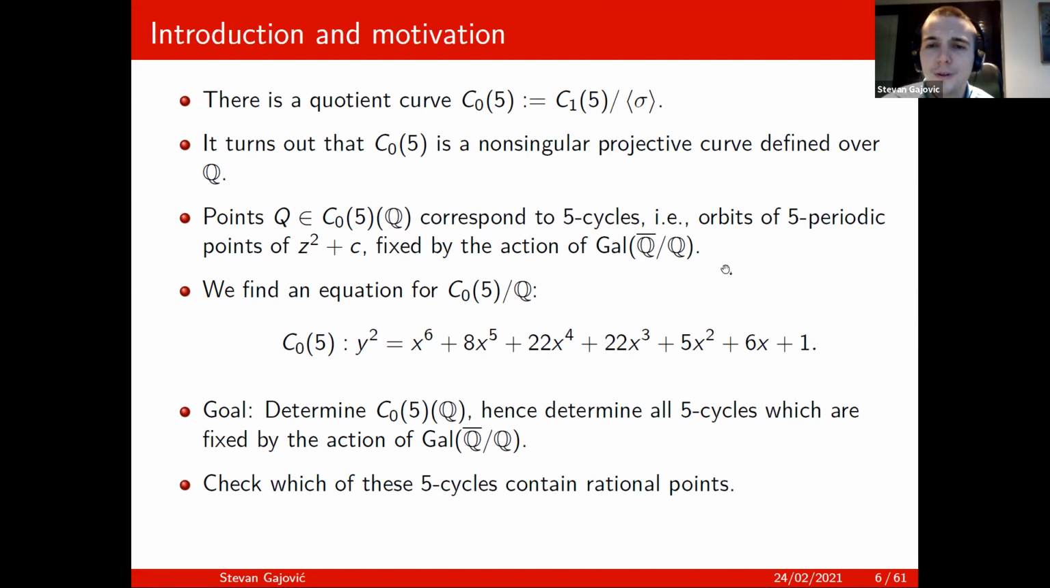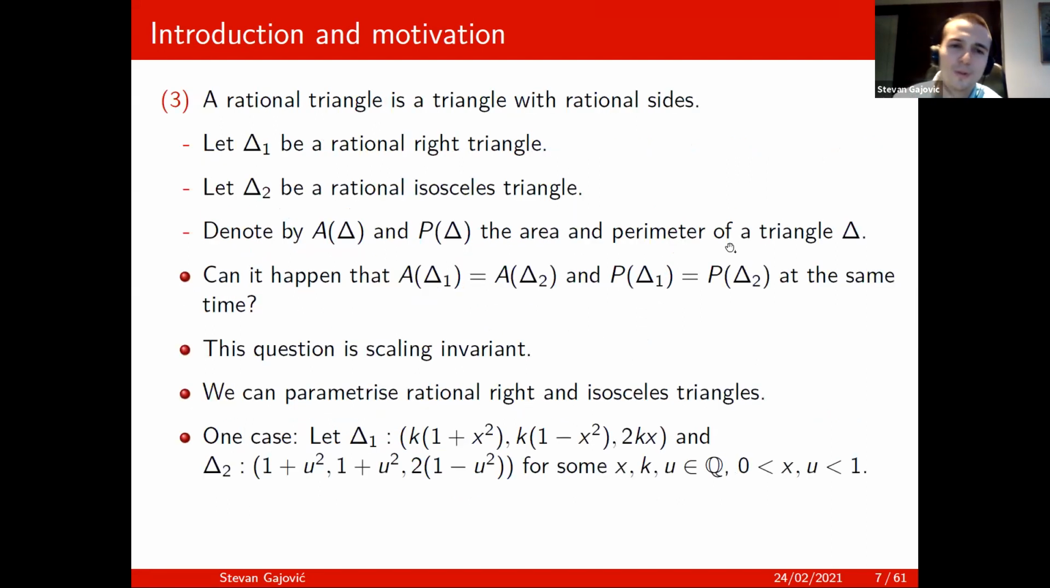And there is one maybe not so important example, but somehow it was a miracle when I read it, so I have to advertise it. There is a simple question. If we consider one rational right triangle, so a right triangle that has rational sides, and one rational isosceles triangle, can they have the same area and the same perimeter? So this is a simple geometric question.